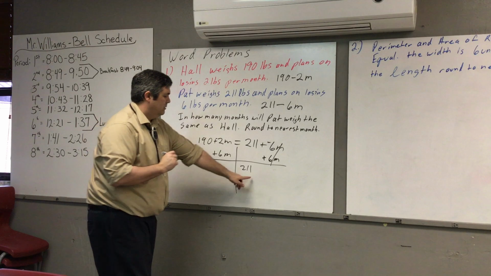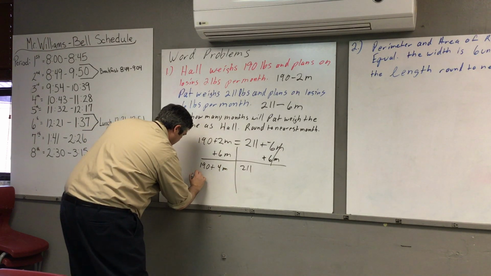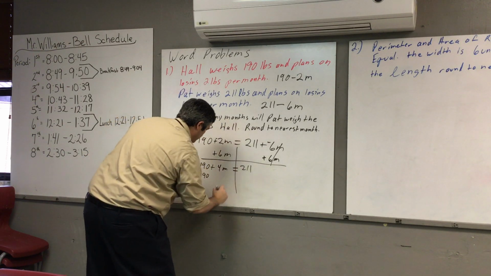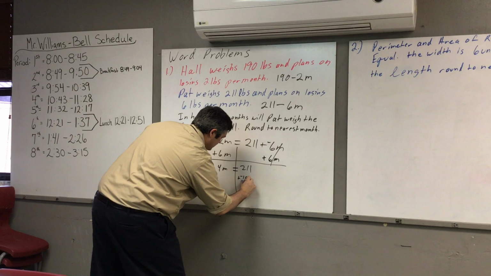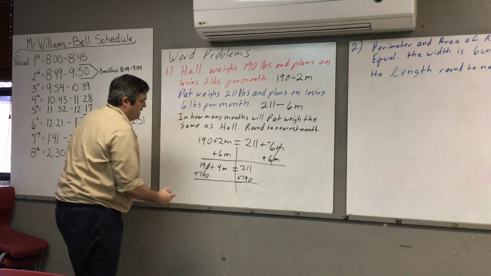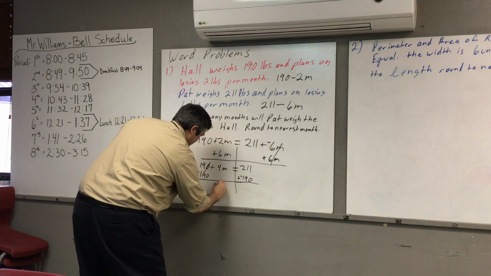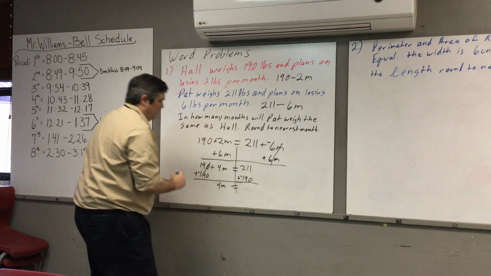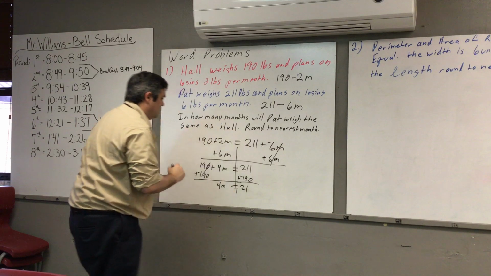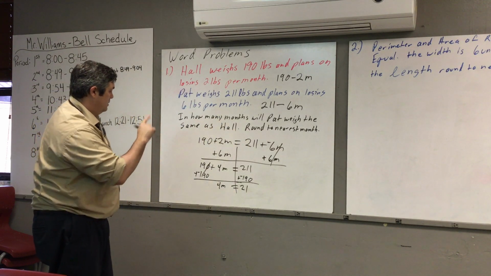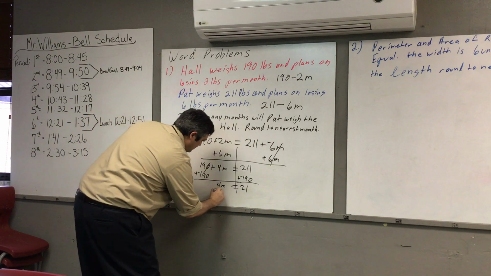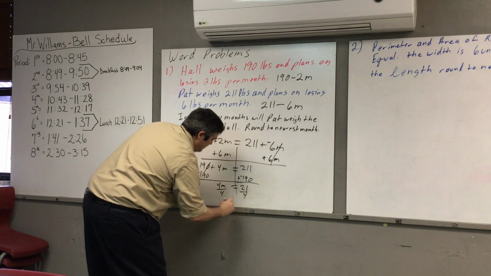Now I'm going to move this to this side, plus its inverse, plus its opposite. This cancels out, and all I have is 4M equals, and does that leave me 21? 21. Okay, that's right. And now I'm going to divide by that 4. Divide by 4. Divide by 4.